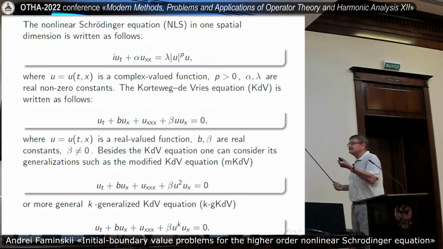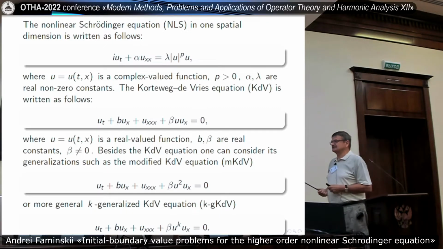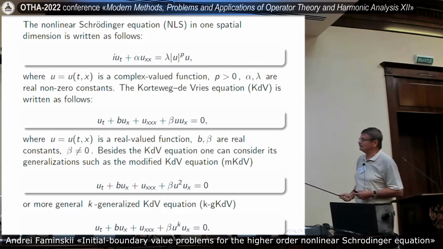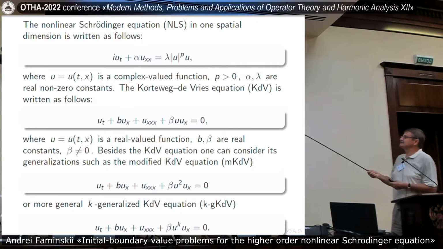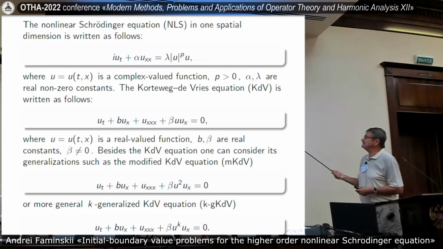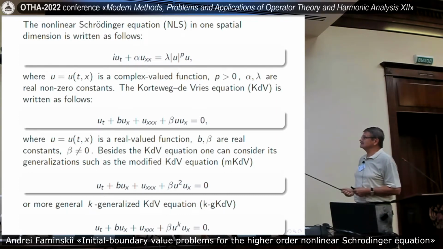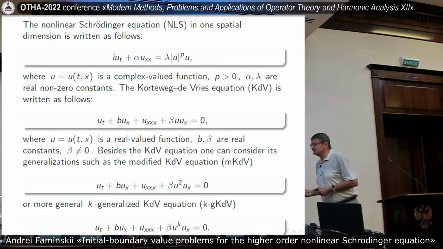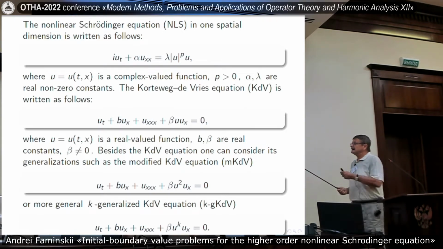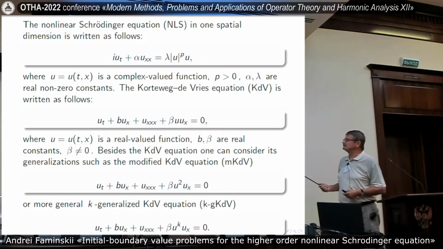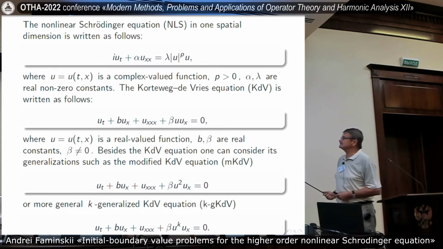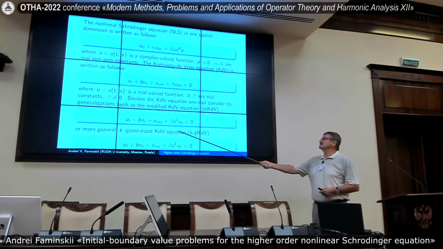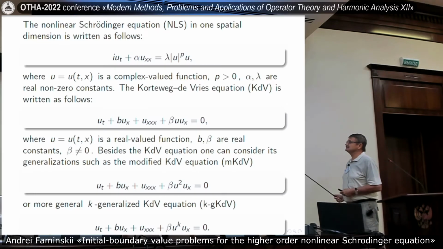And besides this equation, there is another famous equation, such as the Korteweg-de Vries equation, which is written in the following form. Here U is a real valued function, and B and beta are real constants. Beta is non-zero. And besides the Korteweg-de Vries equation, one can consider its generalizations with more general nonlinearity, for example, the so-called modified Korteweg-de Vries equation, or more general generalized Korteweg-de Vries equation.